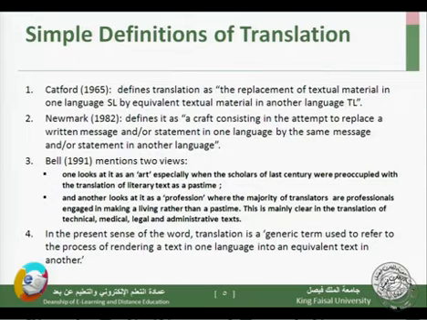But the important word here is equivalent. So if you have a text in Arabic, you need to find an equivalent text in English, and vice versa. The concept of equivalence, we will come to it later in the session. So these are just simple definitions of translation.